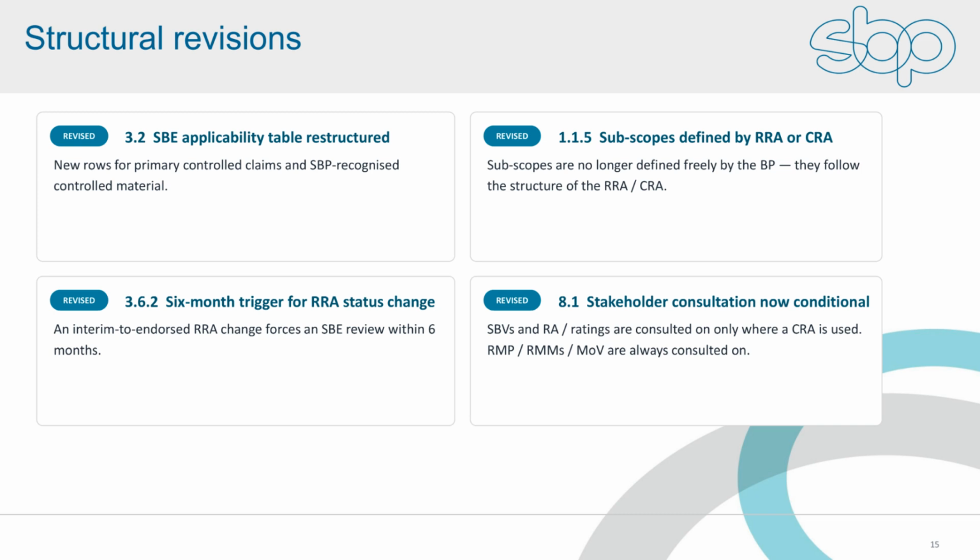And 8.1 makes stakeholder consultation conditional. SBVs and risk assessments or ratings are consulted on only where a CRA is used. RMP, RMMs, and means of verification are always consulted on. That covers Standard 2.